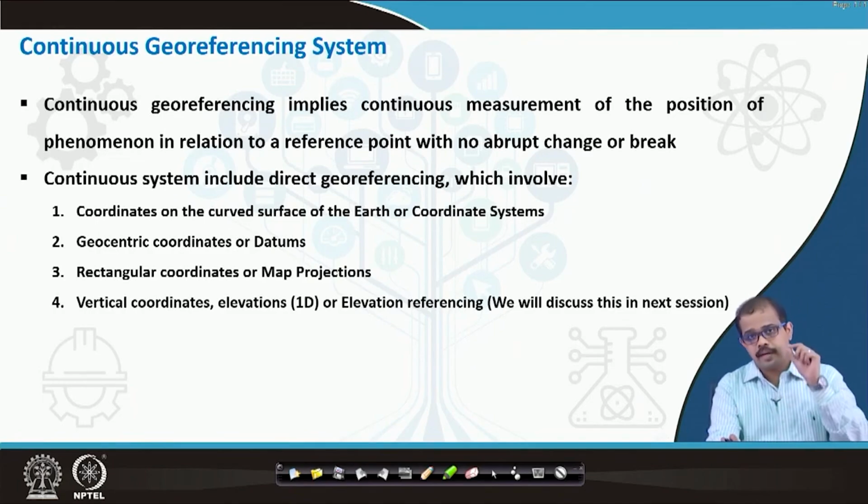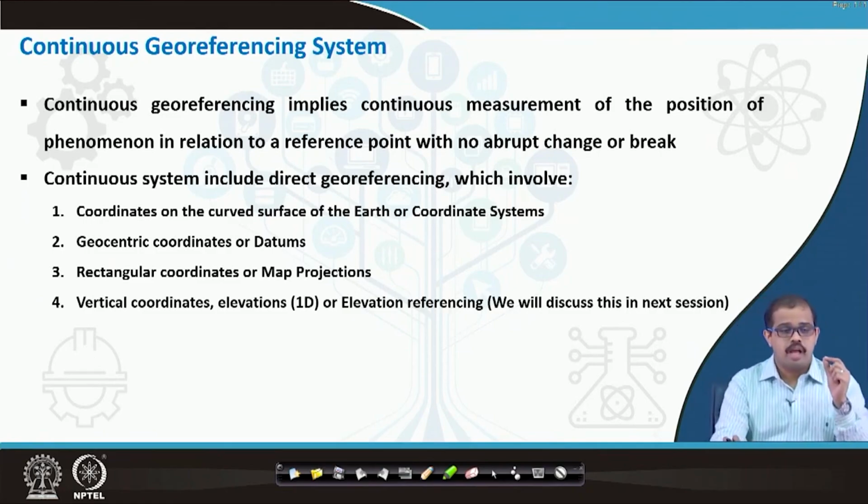Okay, so when I say continuous, there is continuous value that is referred without any break, and also the phenomena is in relation to the reference point. So always we have a reference that we use in a continuous system. And when we look at continuous system, it includes direct georeferencing, which involves coordinates on the curved surface of the earth, or it's called as coordinate system.